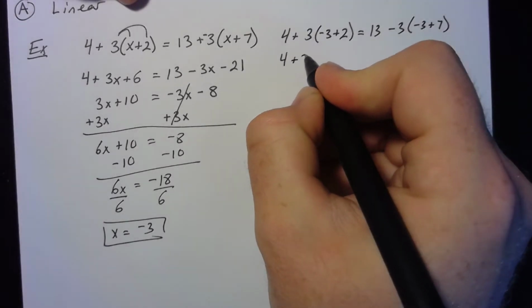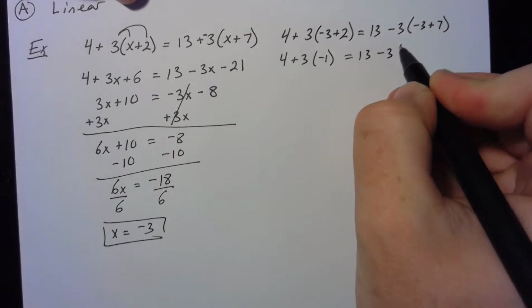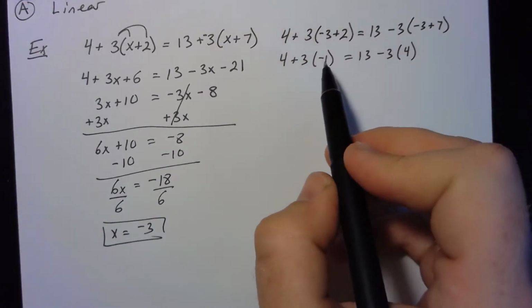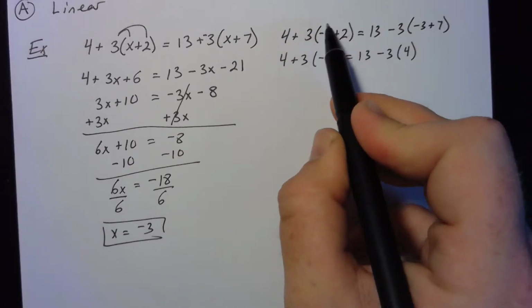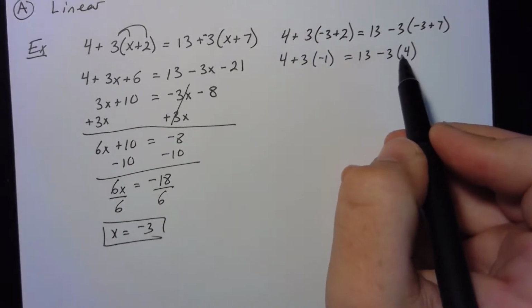So, 4 plus 3 times a negative 1 equals 13 minus 3 times a 4. Now you'll notice that the first step I took was, again, PEMDAS, parentheses. I actually simplified what was inside the parentheses first. There are no exponents, and then I moved to multiplication and division.